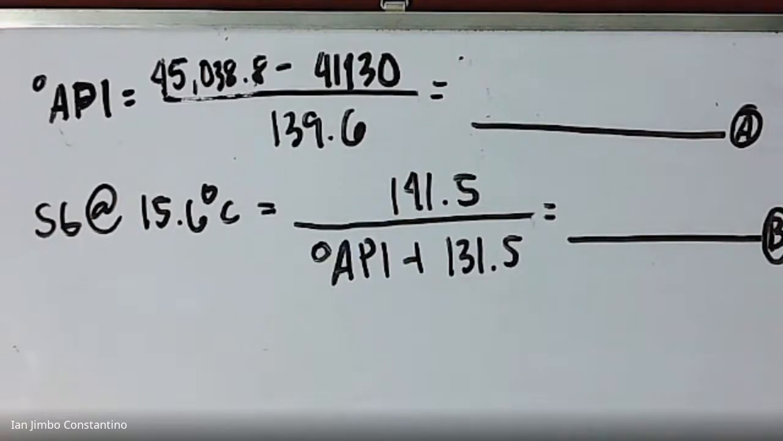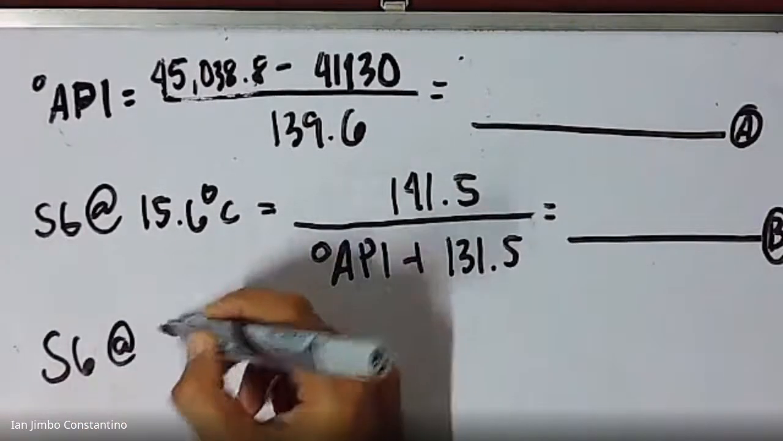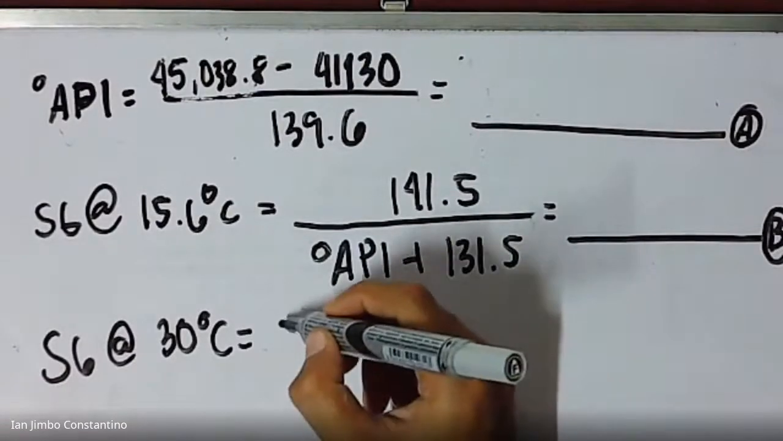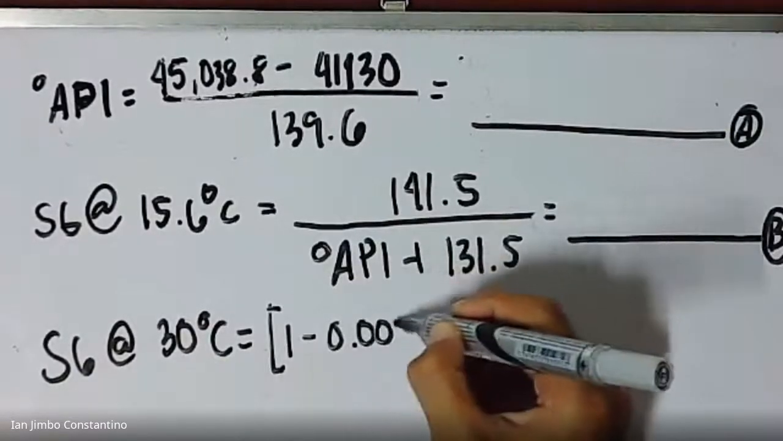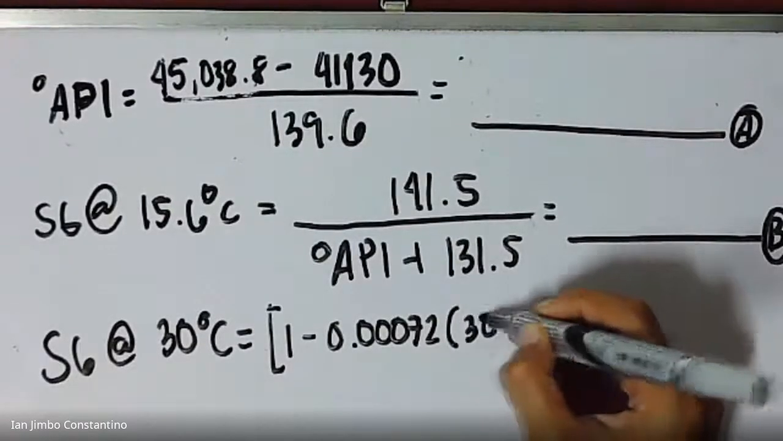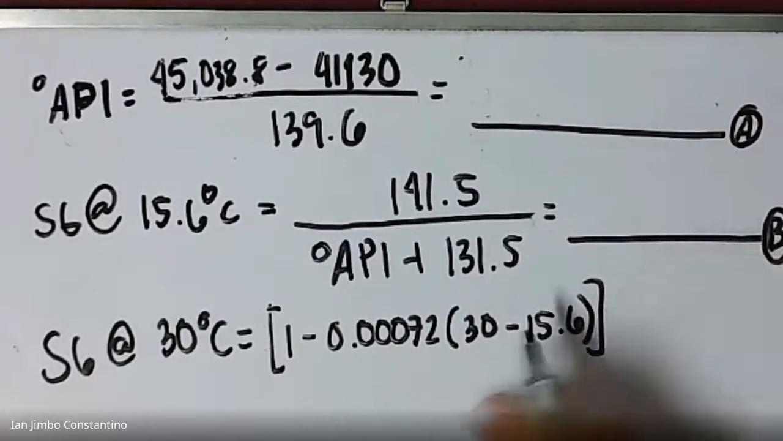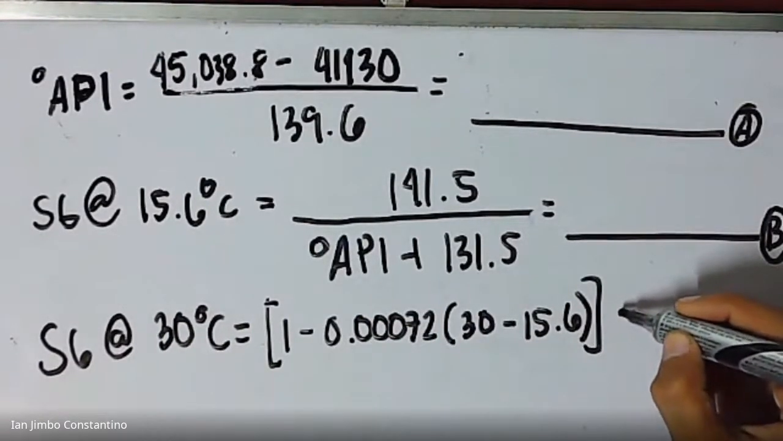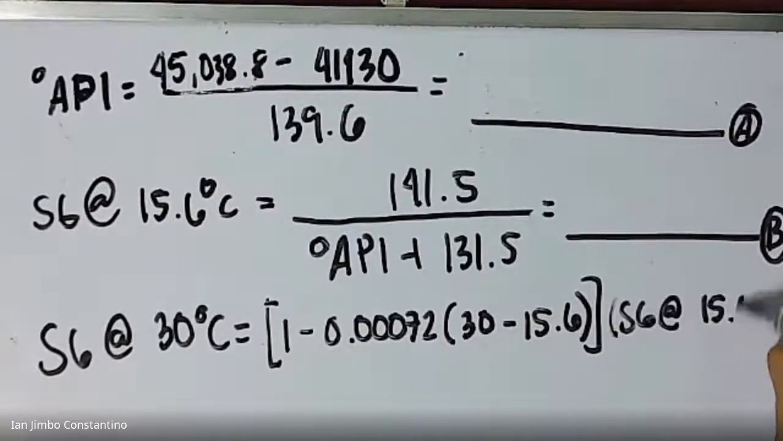Okay. And then you will solve for the SG at 30 degrees Celsius. We will solve this part by part. So the correction factor, which is 1 minus 0.0072 multiplied by the temperature given, which is 30 degrees Celsius minus 15.6, multiplied by the SG at 15.6 degrees Celsius. SG at 15.6. Okay.